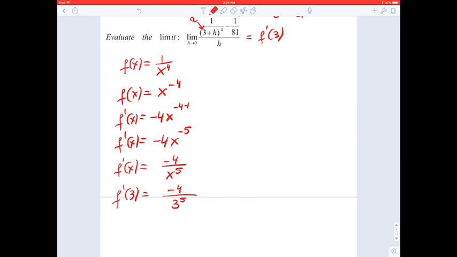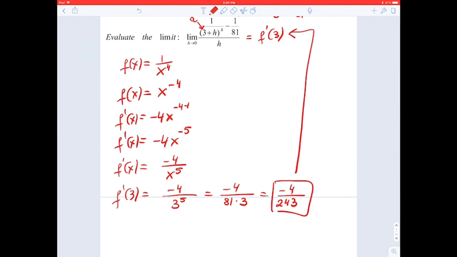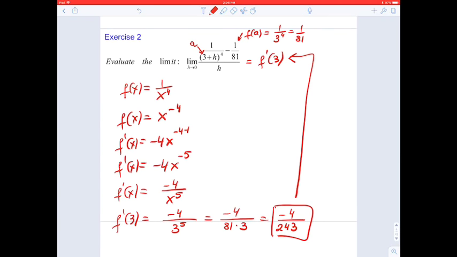Again, we can leave it like that, or we can try to get the answer. Of course, no calculators. 3 to the power of 4 was 81, and times another 3. 81 times 3, 243. This is the final answer. That's the value of the derivative at 3. And we can see we did combine the concept, the limit definition of the derivative, and the shortcuts, the power rule.